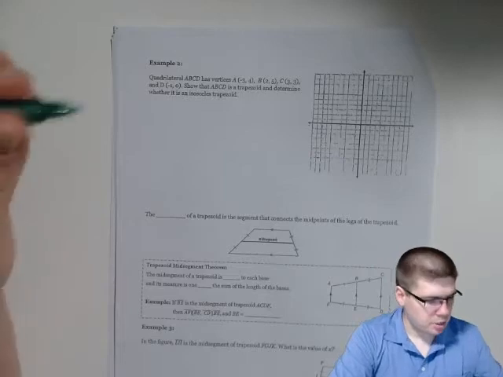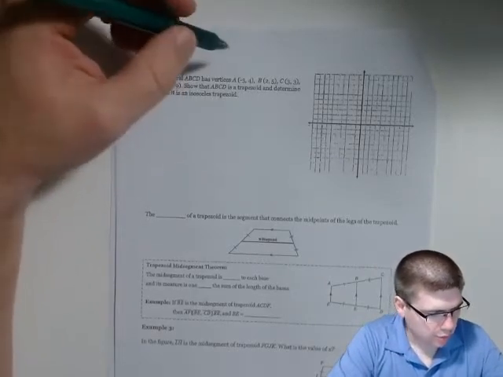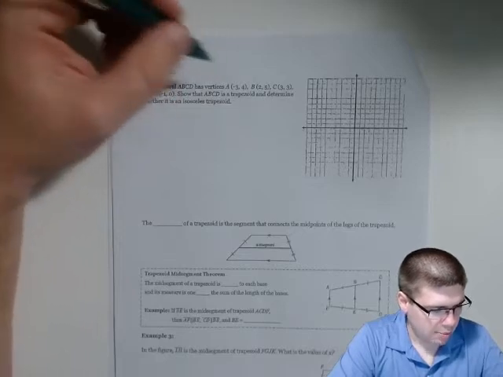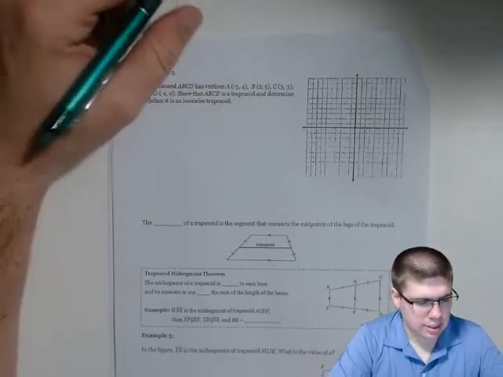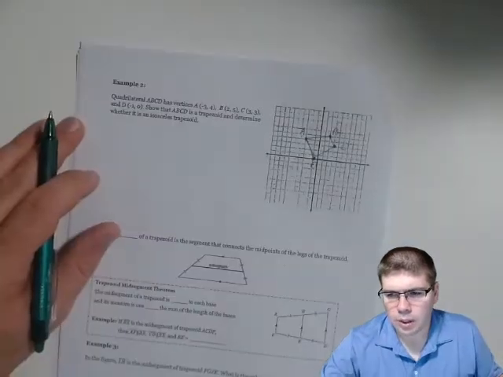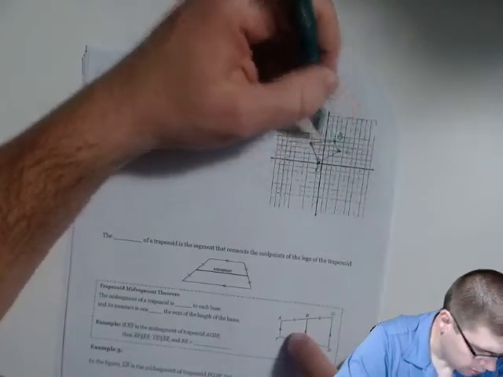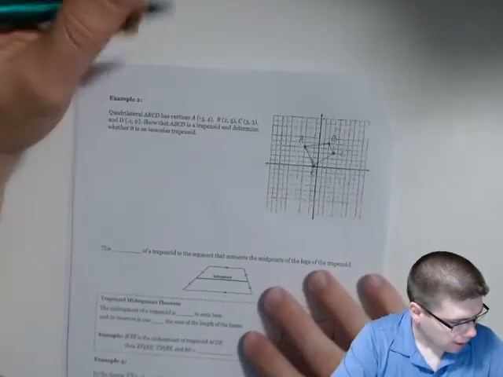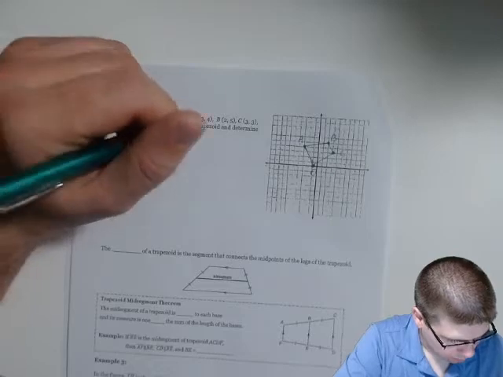All right, so on to the next page. Quadrilateral here for us, A, B, C, D. Show that it is a trapezoid and determine whether it is an isosceles trapezoid. So let me get some points on here. All right, so got my points on there. Didn't draw my line super straight, so we'll see how this turns out. But it'll be fine. We'll work it out with points.